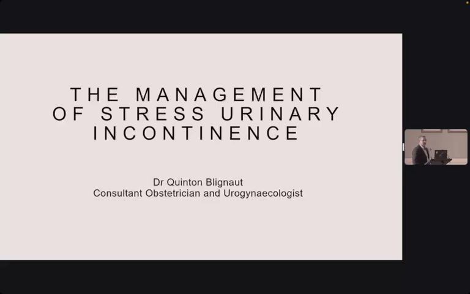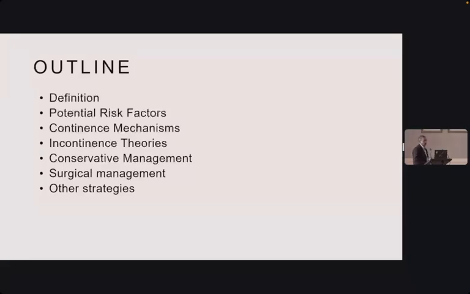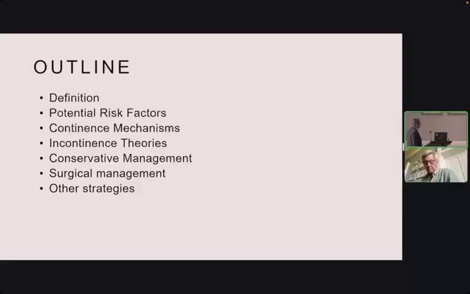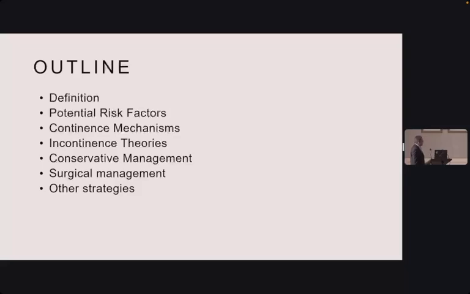Also want to say about stress urinary incontinence, unlike overactive bladder and urge incontinence, which is largely managed pharmacologically, these are very much mechanical issues. So we will also touch briefly on the continence mechanisms. That is the outline of my talk. I'm going to quickly look at the International Continence Society definition of genuine stress urinary incontinence and potential risk factors. For us to understand the management of stress incontinence, we absolutely have to understand the continence mechanisms and what goes wrong. That leads to the incontinence theories, and there are quite a lot of them. Then, in the 5 minutes allocated to me, we will look at conservative management, which I think we often neglect, the surgical management, and then a few of the other strategies probably used mostly by the urology team.